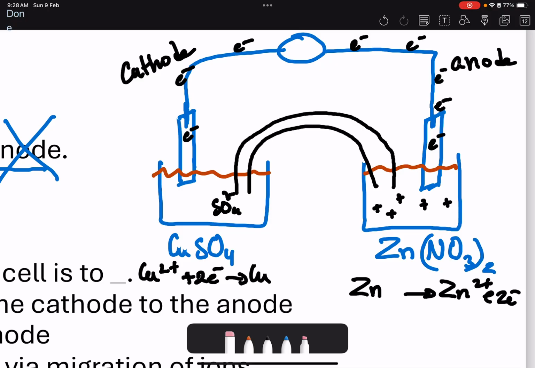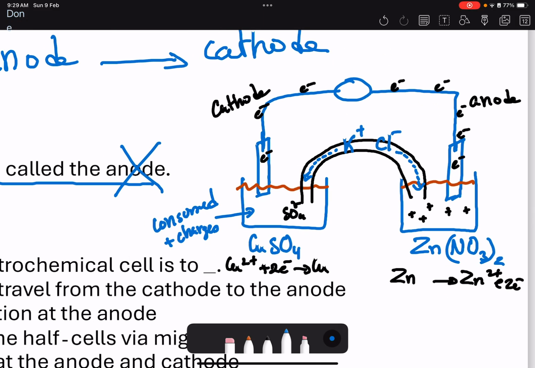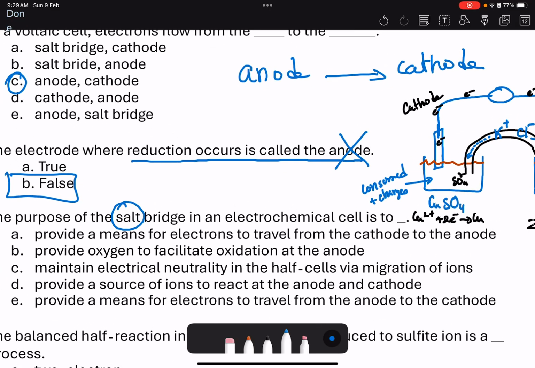So the salt bridge here is going to play an important role. Since we have a consumption of positive charges, let's say the salt bridge is K+ and Cl-. It's going to send the K+ towards this side of the cell to balance the positive and negative charges, and it's going to send the negative ions to the other side to balance the charges. Always memorize it this way: the salt bridge will send the negative ions toward the anode and the positive ions toward the cathode. So a cell without a salt bridge will give you a 0 voltage.